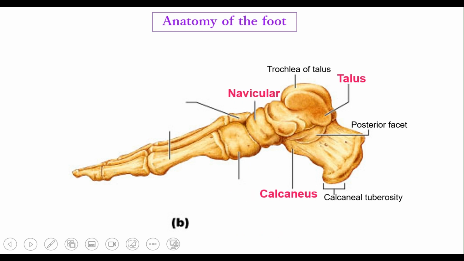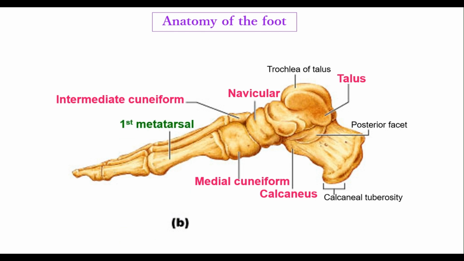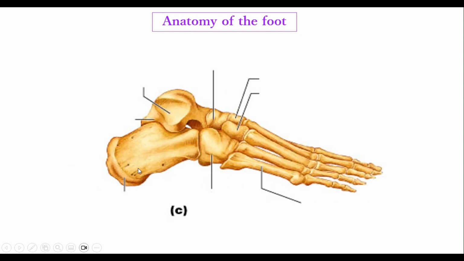This right here is the navicular. We can see the medial cuneiform. This is the intermediate, also called the middle cuneiform. And this right here, this is the first metatarsal. That is the first, that is the second. So you start counting from the big toe. Right here, this is the fifth metatarsal.